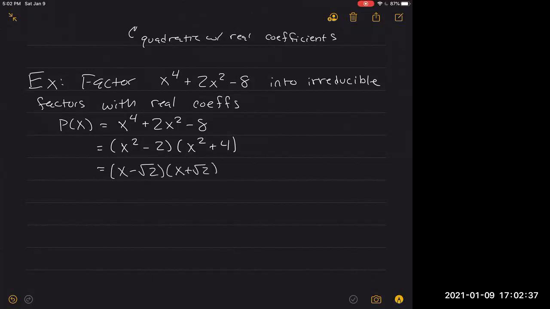And notice, we're just saying real coefficients. They don't have to be rational, which is why our plus and minus square root of 2 is all right here. But then we're going to keep x squared plus 4, because this has only complex zeros, plus or minus 2i. So this would be our complete form, and then we would be done.